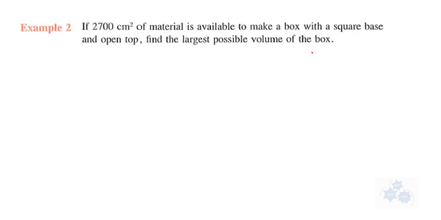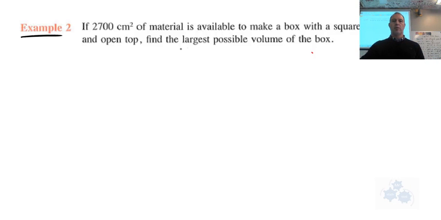Okay, so example 2 here in the optimization section, 4.4. It says, if 2,700 centimeters squared of material is available to make a box with a square base and an open top, find the largest possible volume of the box. So this is an optimization question that you'll get. You're given a certain amount of material. You want to optimize the volume of the box. You want to make it the maximum volume you can given that much material.